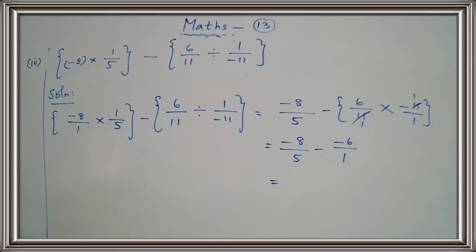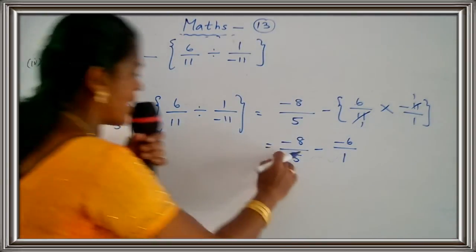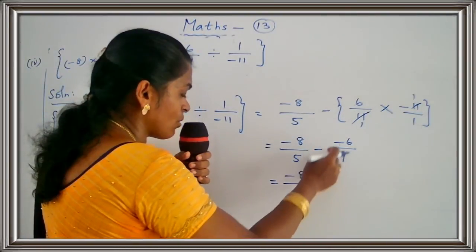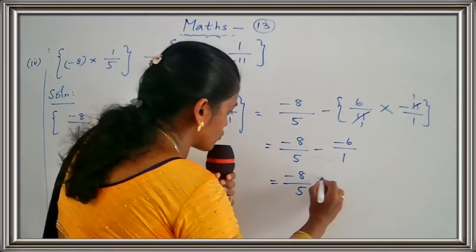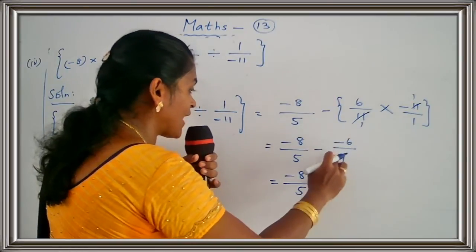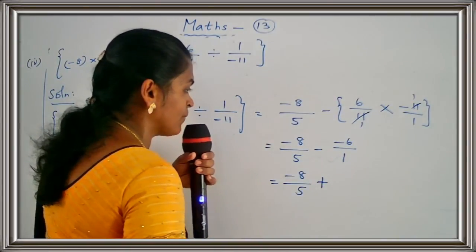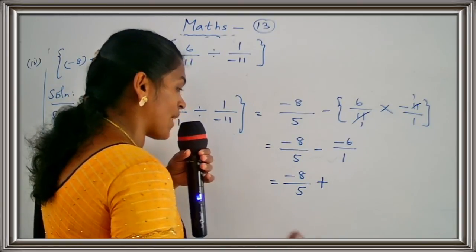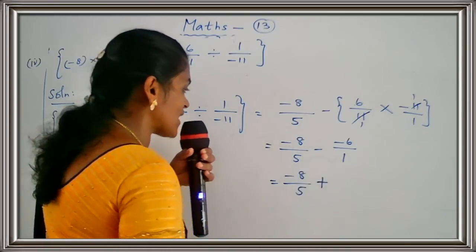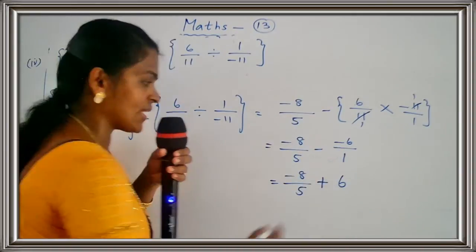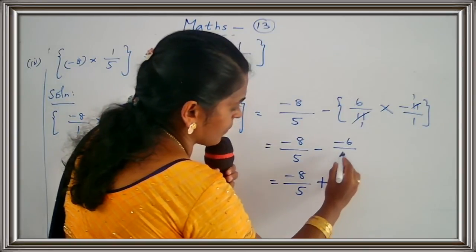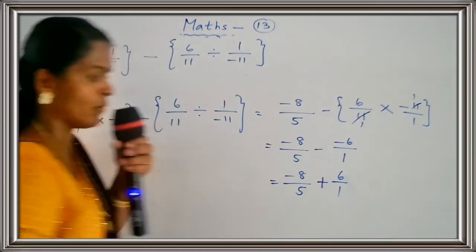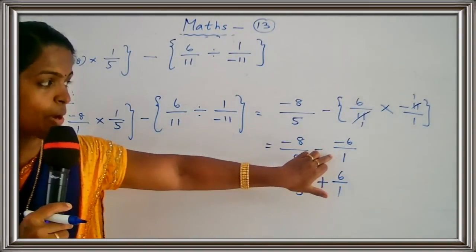Now you add. Now to find the value of minus 8 upon 5 plus 6 upon 1. In addition, first of all you check the denominator. If the denominators are the same, we add the numerators over the denominator. But here the denominators are different. So you do the cross multiplication method. Okay, children? So, minus 8 into 1, minus 8, plus 5 6s are 30, upon 5 1s are 5.